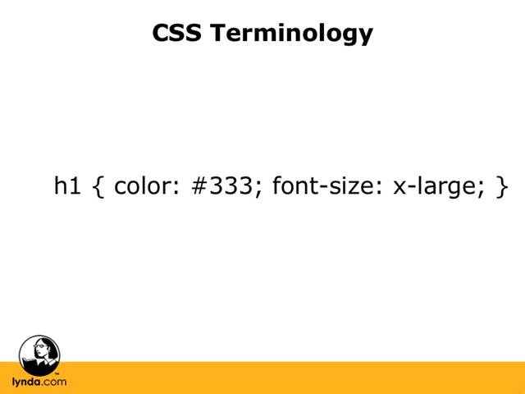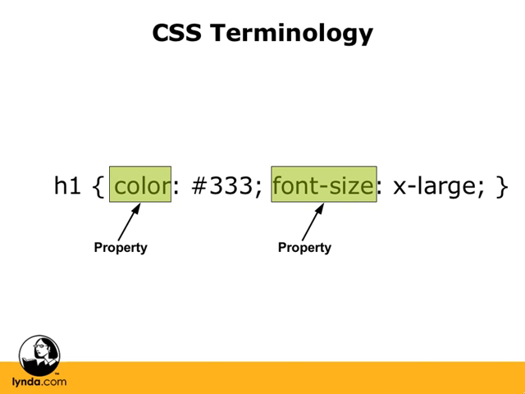So the first thing that we want to look at is what we call properties. Here we have two properties, color and font size. A property describes an aspect of an element's presentation. So color is one aspect of the presentation of an H1. The font size is another aspect of the presentation. There's a whole long list of properties that we could talk about, and throughout the rest of the videos, we will, at least for many of them. We'll talk about many of the properties that can be used.